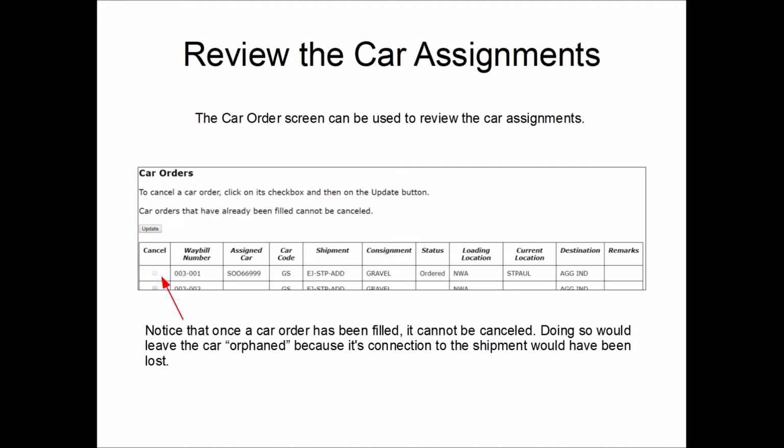Once all the car orders have been filled, we should go and check them out. You go to the car order screen, and it will show you all the car orders. And in this case, if you want to cancel a car order, you have to do it before filling that order. Once you've assigned a car to the order, it can't be canceled anymore. You can go into the database itself and do some fiddling, but that's probably not a good idea because there are all sorts of things that could go wrong. In this case, that first car order, as you see, has been filled with SUE 66999, and the cancel button on the left-hand side has been grayed out, so you can no longer cancel that car order using the normal screens.